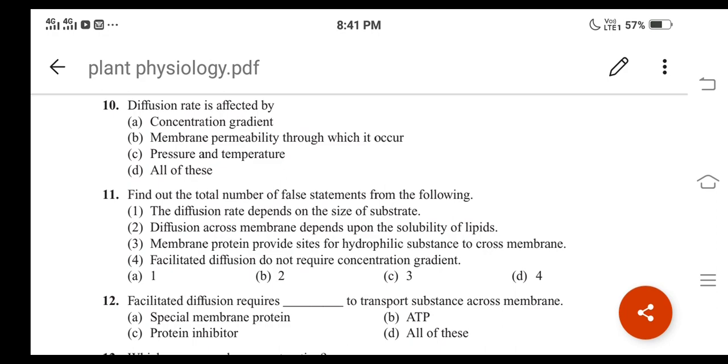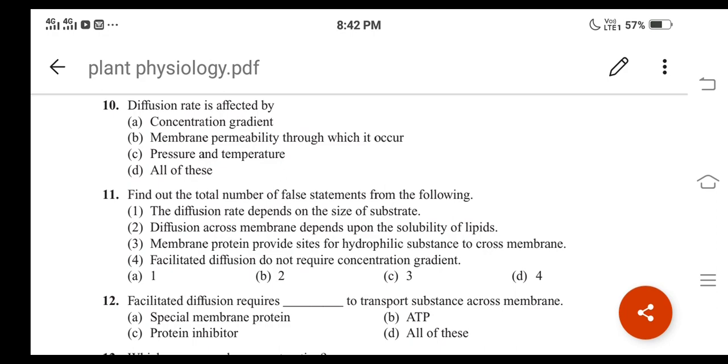Among these, the correct answer will become A here, right? Only one statement is incorrect. What is that statement? Let us understand it. Statement 4. What is there? Facilitated diffusion does not require concentration gradient. They have mentioned like this.